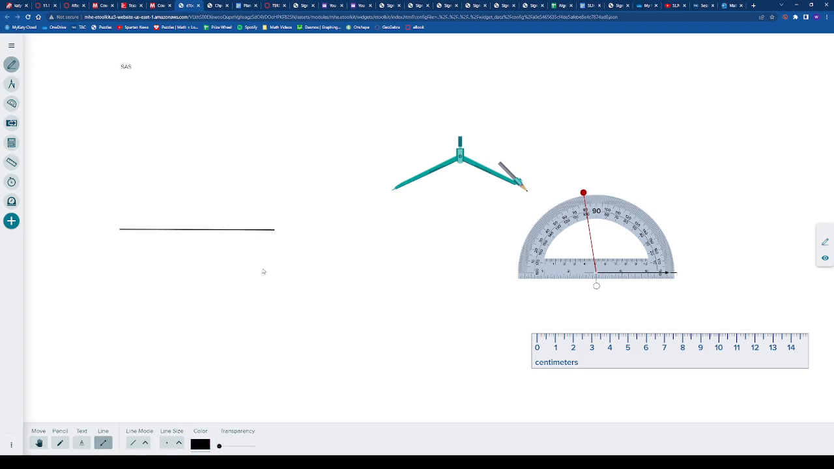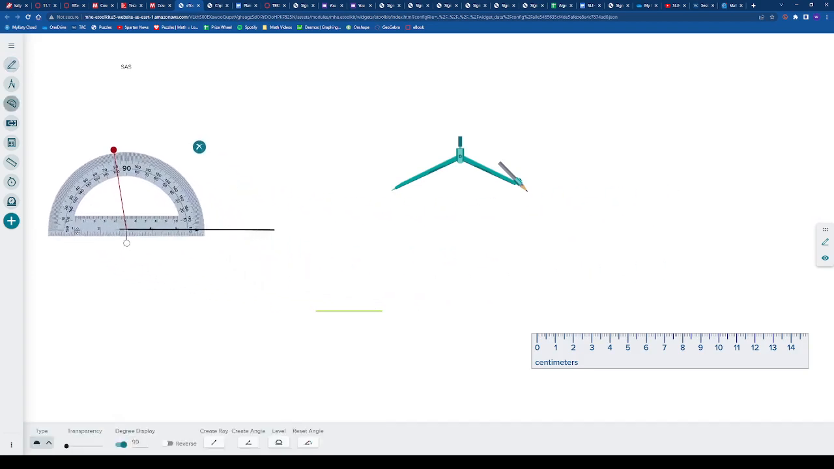Then we have an included angle, meaning that I'm going to draw an angle at one of these endpoints, and then our next side of known length. So let's get another side of known length here, we'll make that green, and it is going to be coming off of that angle. So to make an angle of a known measurement, I'm going to use a protractor.